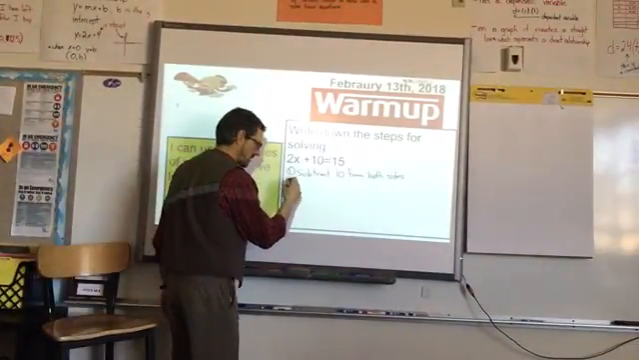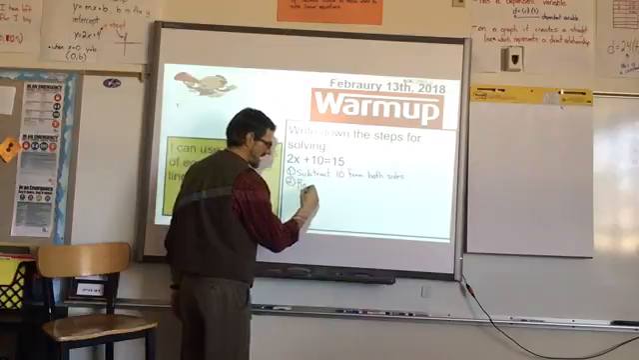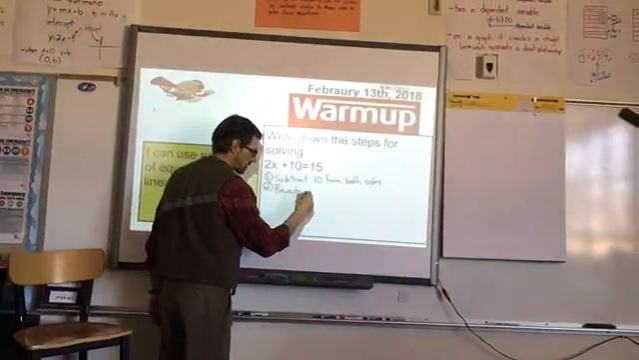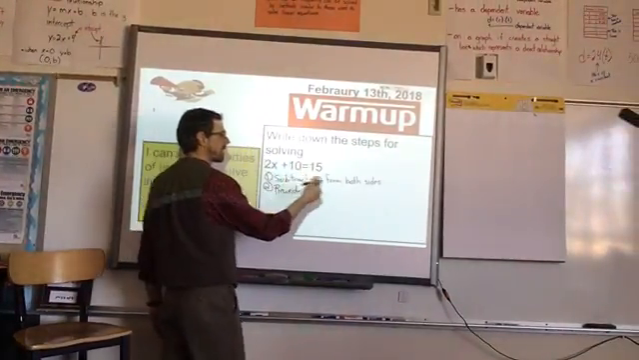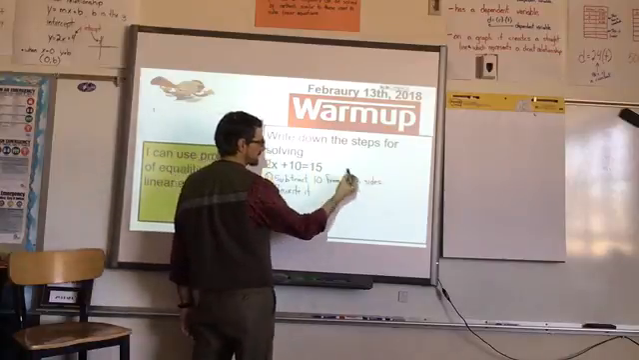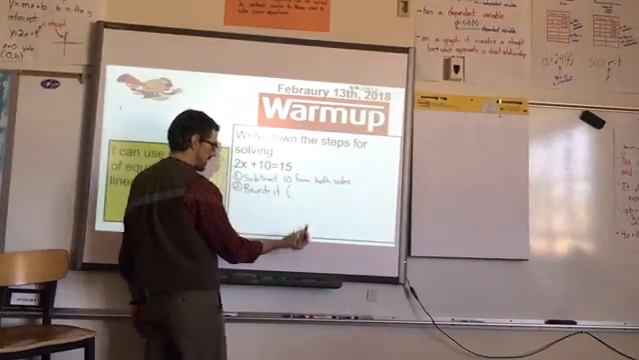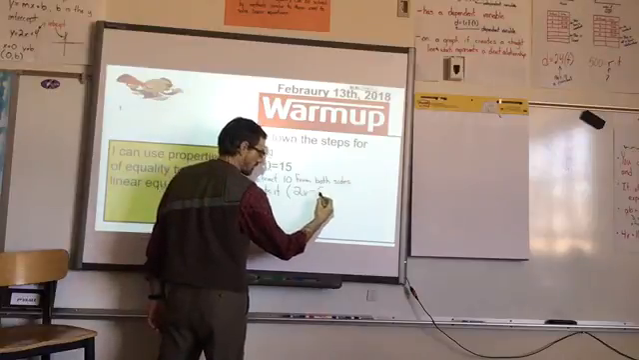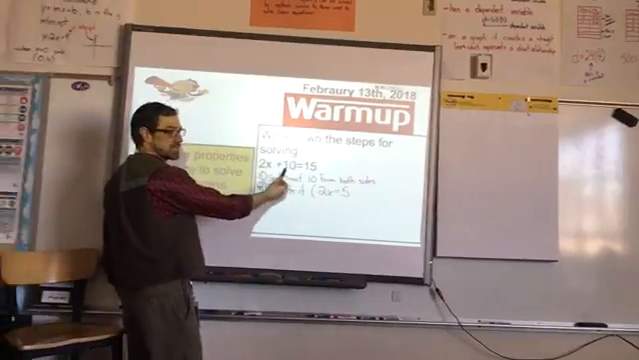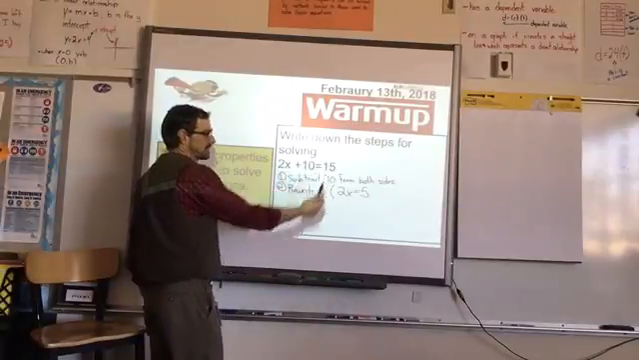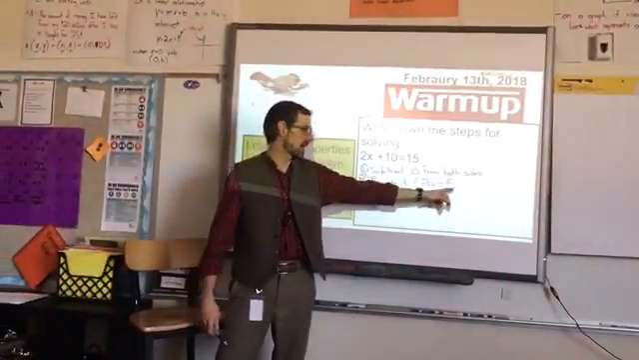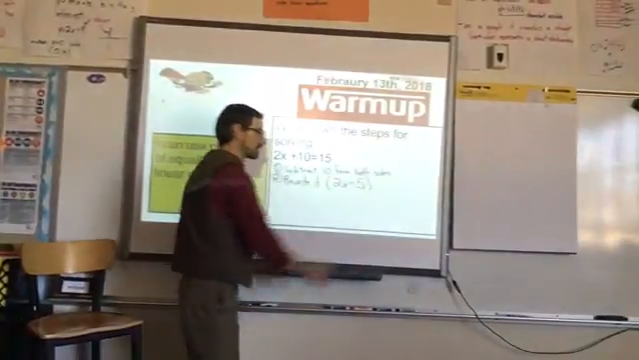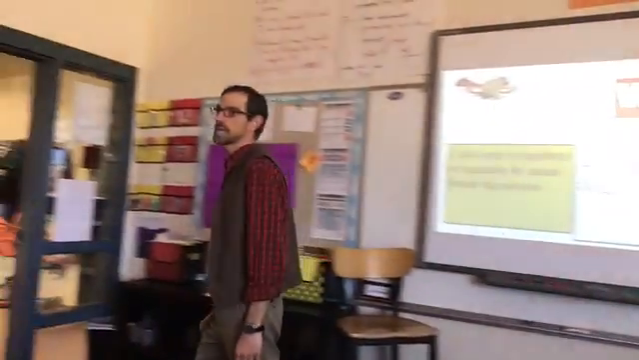Number 2, I'm going to rewrite it. So that means I would subtract 10 from both sides. And I would rewrite it. So now I would have 2x equals 5, because 10 minus 10 is 0, and 15 minus 10 is 5. So I rewrite. Step 3.